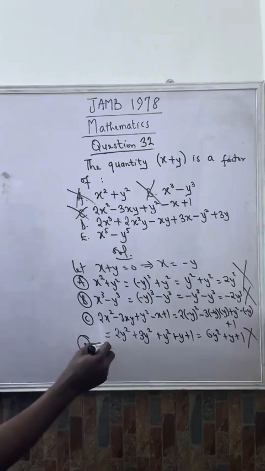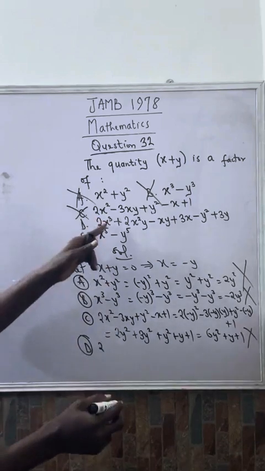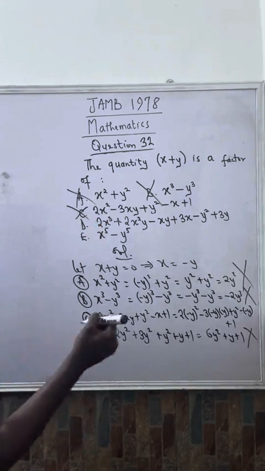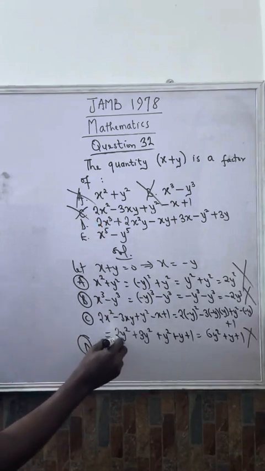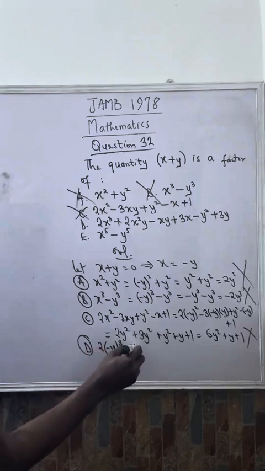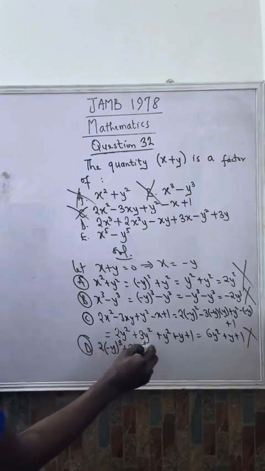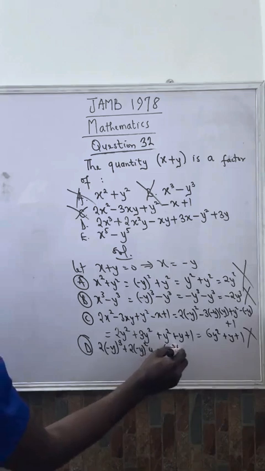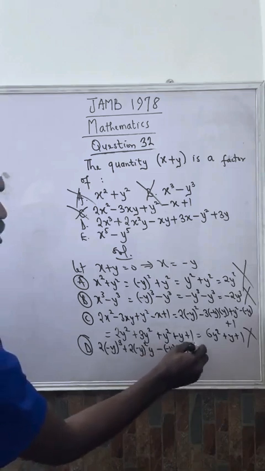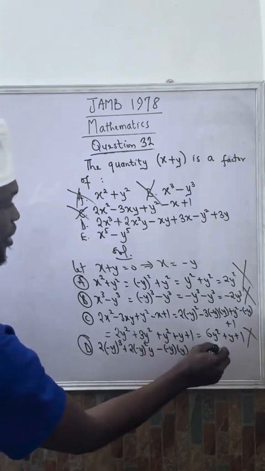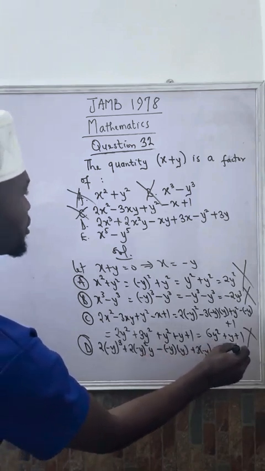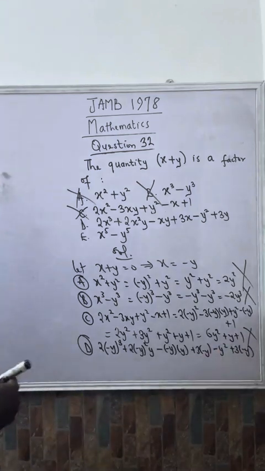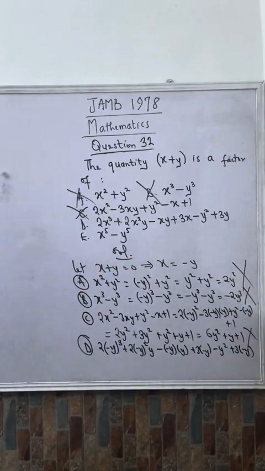So this is 2. Let's substitute. Anywhere I see x, I'll put negative y. So this is negative y cubed plus 2 bracket negative y squared times y minus negative y times another y plus 3 bracket negative y minus y squared plus 3 bracket negative y. Let me confirm if that is actually what we have in the question. Yeah, that is what we have.